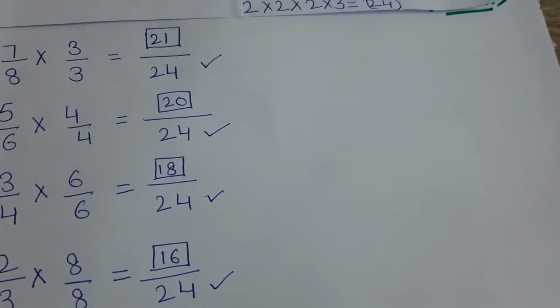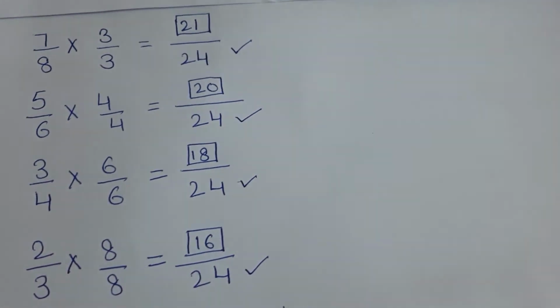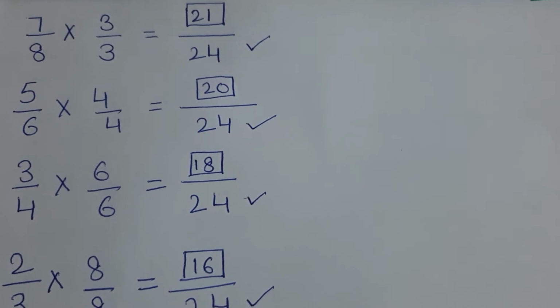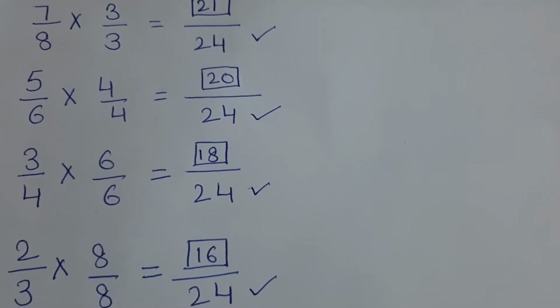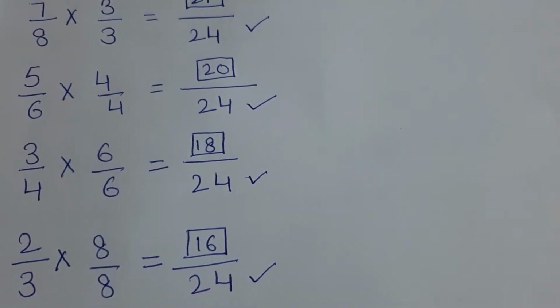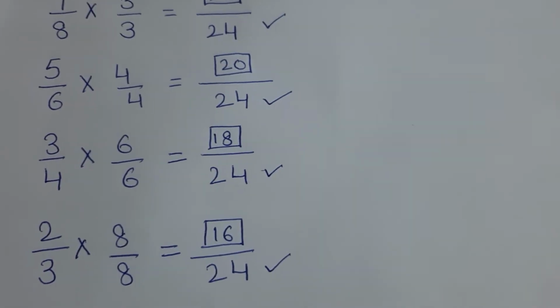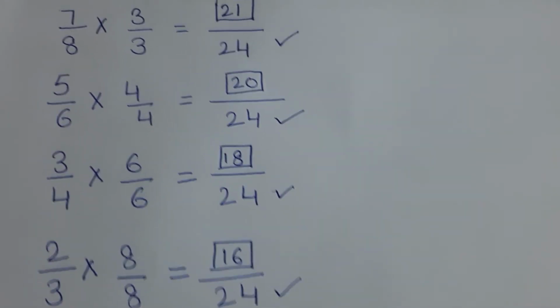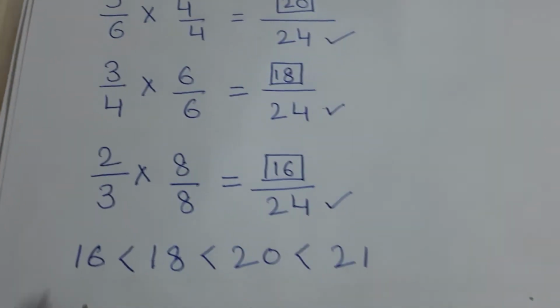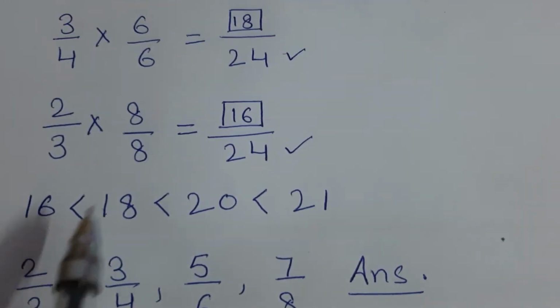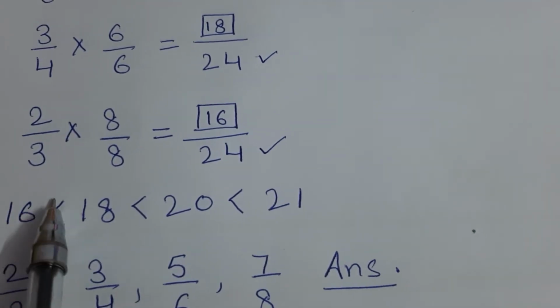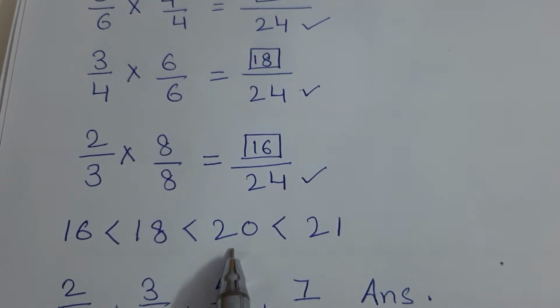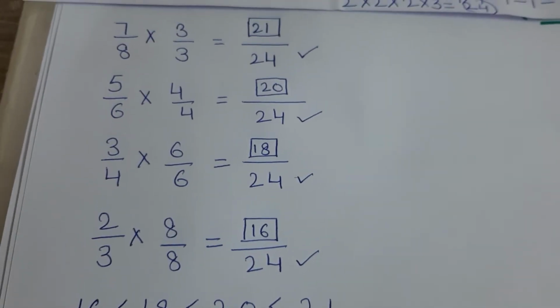It means now they are like fractions. So now it is very easy to compare these, to write it in order. So we are writing in ascending order. First we will write the smallest one, smallest to biggest. So 16 is less than 18, is less than 20, is less than 21.